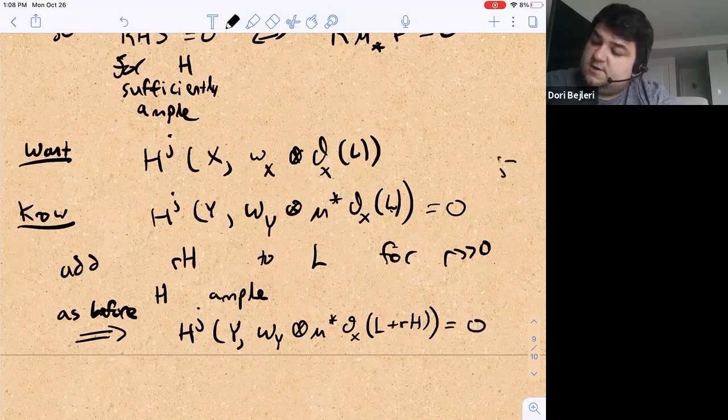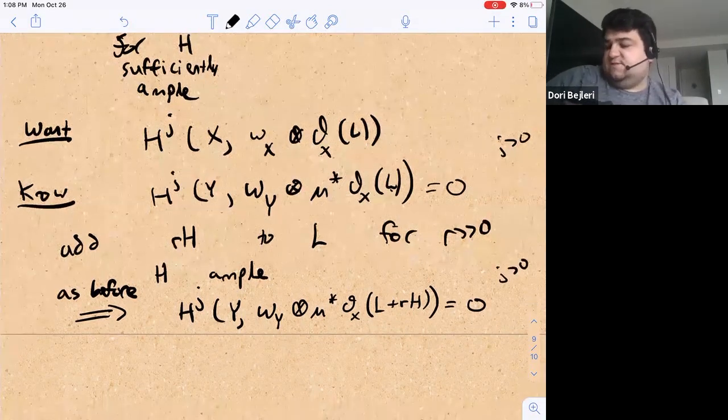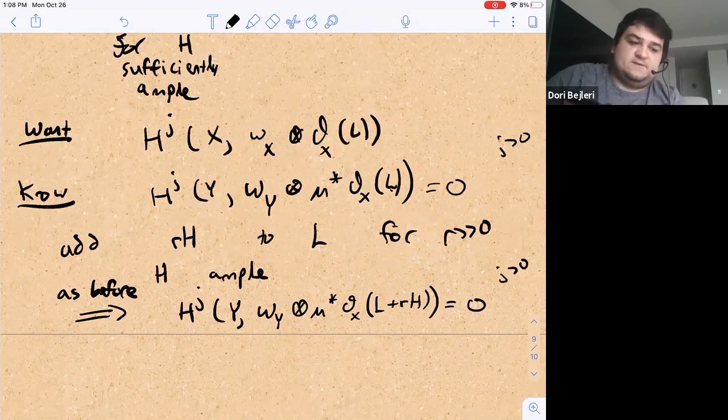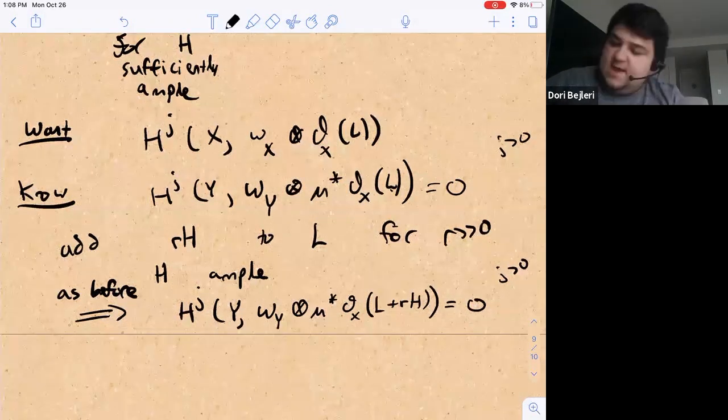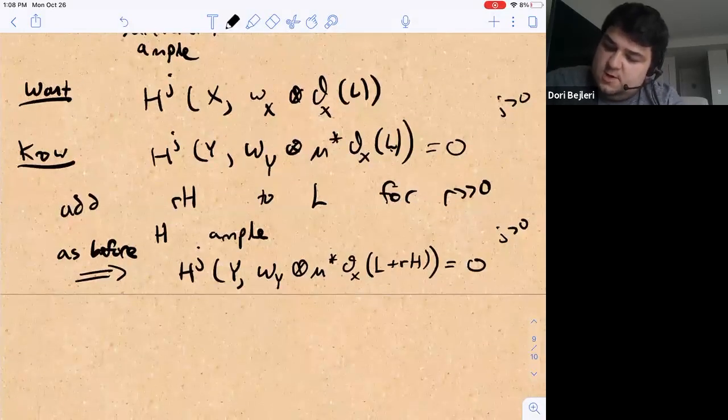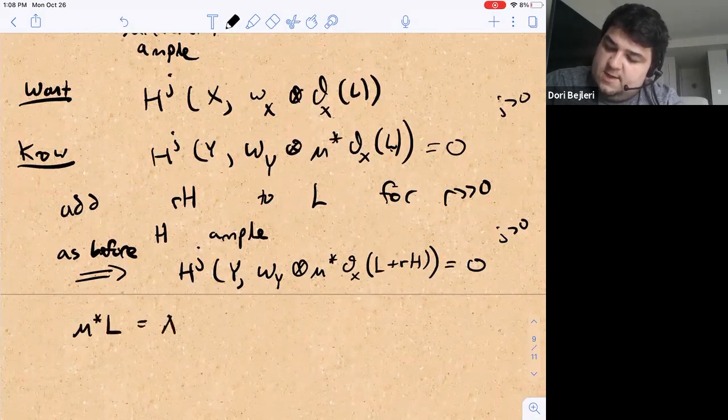So here everything's for j greater than 0. Okay, so we know that these vanish for large enough r, and in fact they also vanish for r equals 0. But now we write things down. So μ upper star L was of the form ample on Y plus boundary on Y.